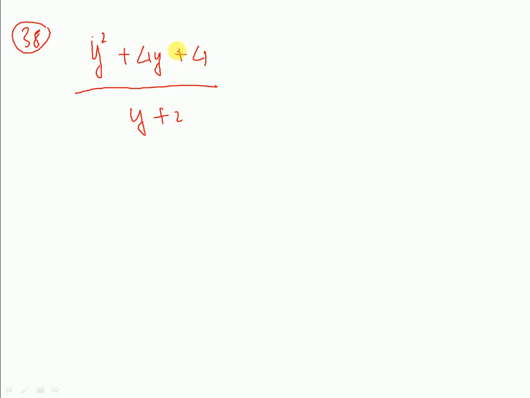Let's do the last problem, 38. Again, do the division of y squared plus 4y plus 4 over y plus 2. Again, we are trying to find this expression on the top to have the factor of y plus 2, so we can cancel that with the bottom. Okay, so let's try that. I factor that into two expressions. Again, one is y plus 2. So the reason that I want to factor this one into two other factors is because I want to cancel with the bottom one.